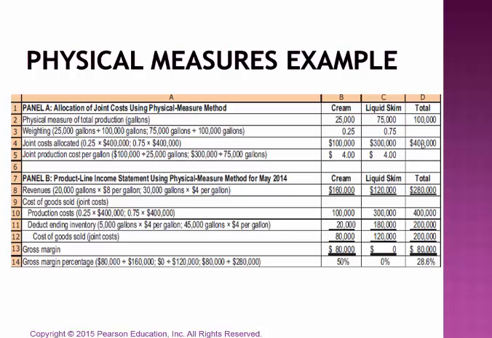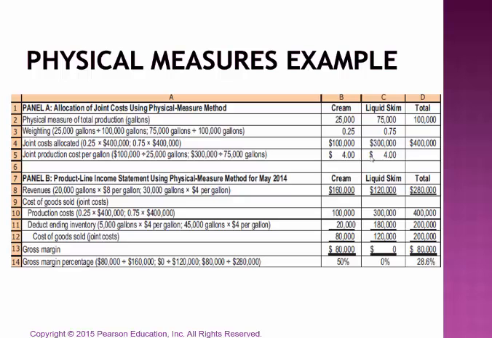Again, we are going to calculate this down to a per gallon basis. Recall that we've got to figure out not only the cost of goods sold for our income statement, but we need to calculate the ending inventory for those gallons of cream and liquid skim that are still in inventory at the end of the period. So if you take 100,000 and divide it by the 25,000 gallons of cream, that's $4 per gallon, and 300,000 divided by 75,000 is also $4 per gallon. Okay, so it's the same price per gallon when we're using this physical measures example.